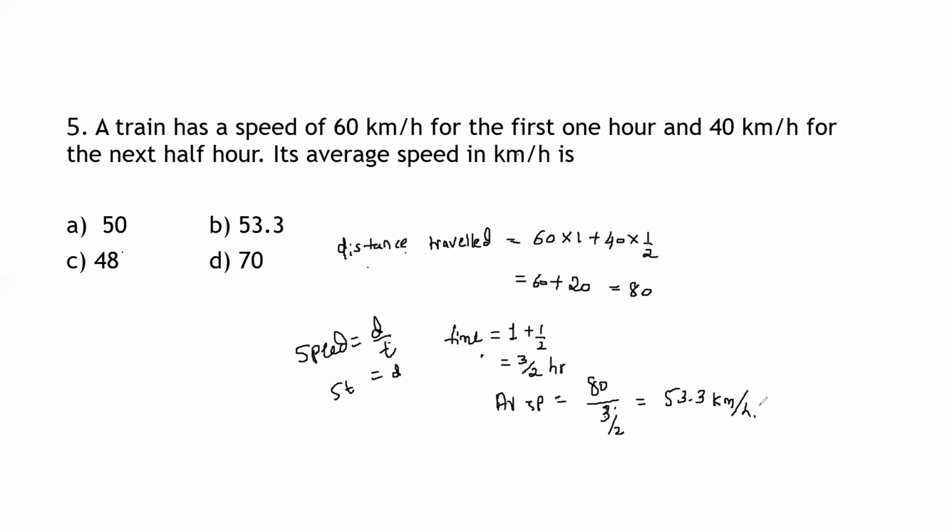See that. So first, to calculate average speed, we need to remember that we need total distance, we need total time. Total distance is 80 kilometer. Total time taken is 3 by 2 hour. So average speed is given by total distance traveled divided by total time, that is 53.3 kilometer per hour. Option B is the correct option.